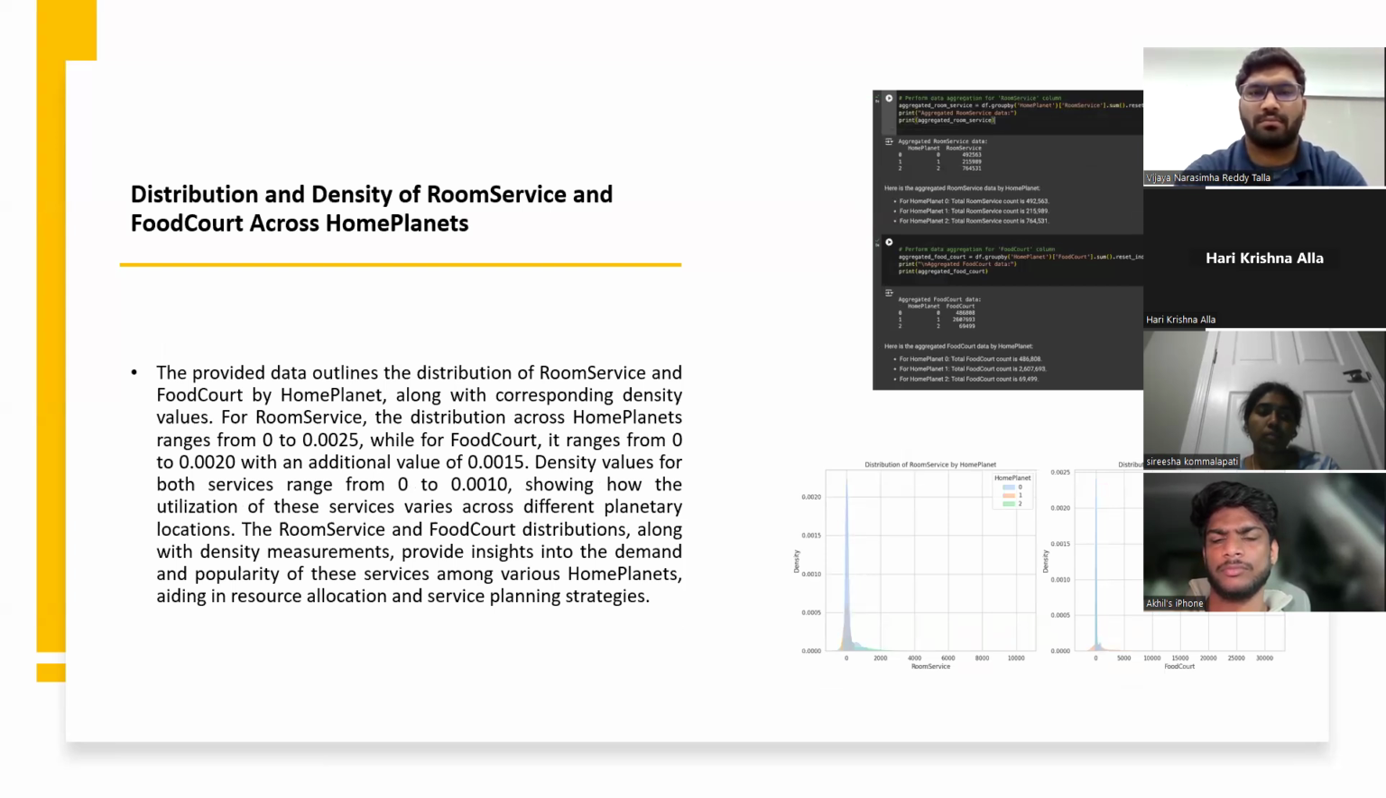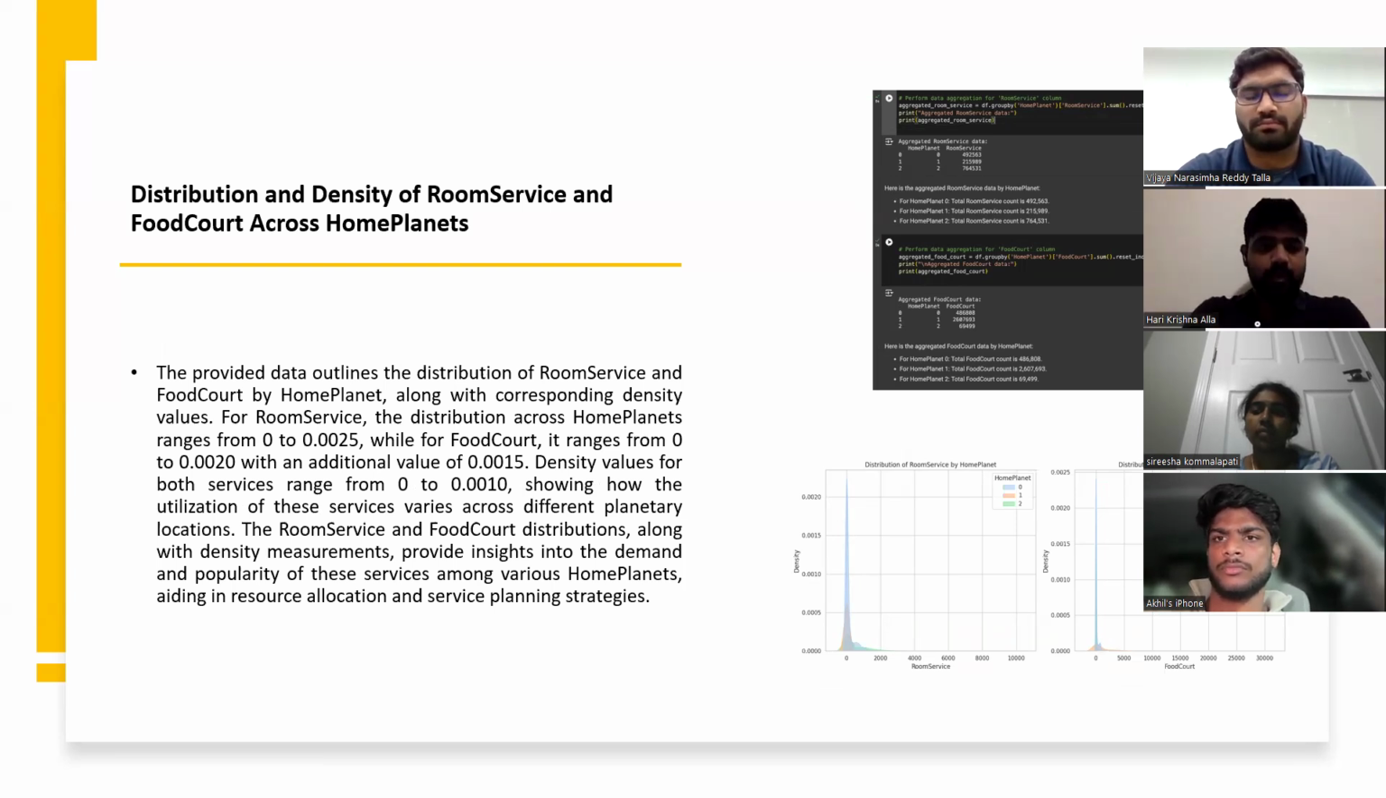Distribution and density of room service and food court access by home planets. The data right here is the distribution across planets, and we got the home planets ranging from 0 to 0.0025, and the food court ranging to 0.0020 with an additional value of 0.0015. So the density of room service ranges from 0 to 0.0010 for the planets.